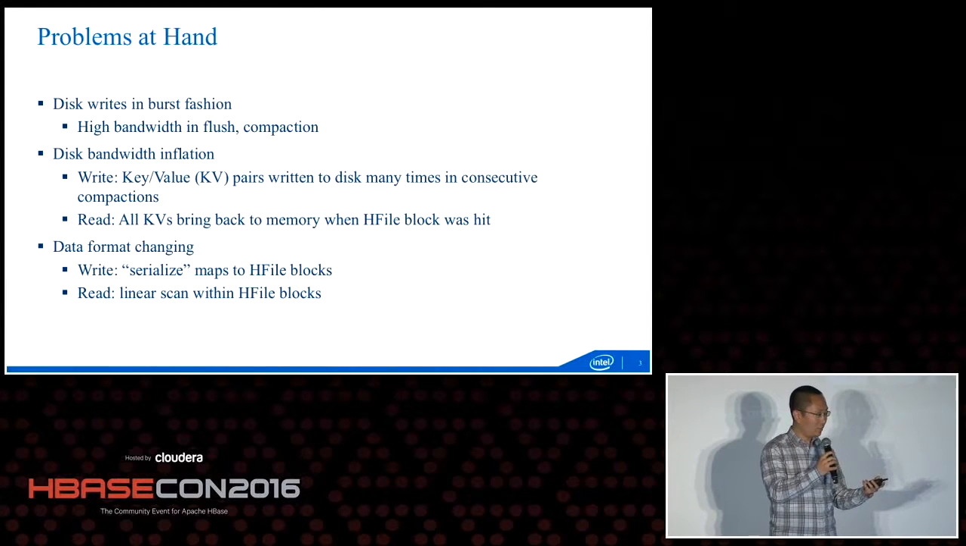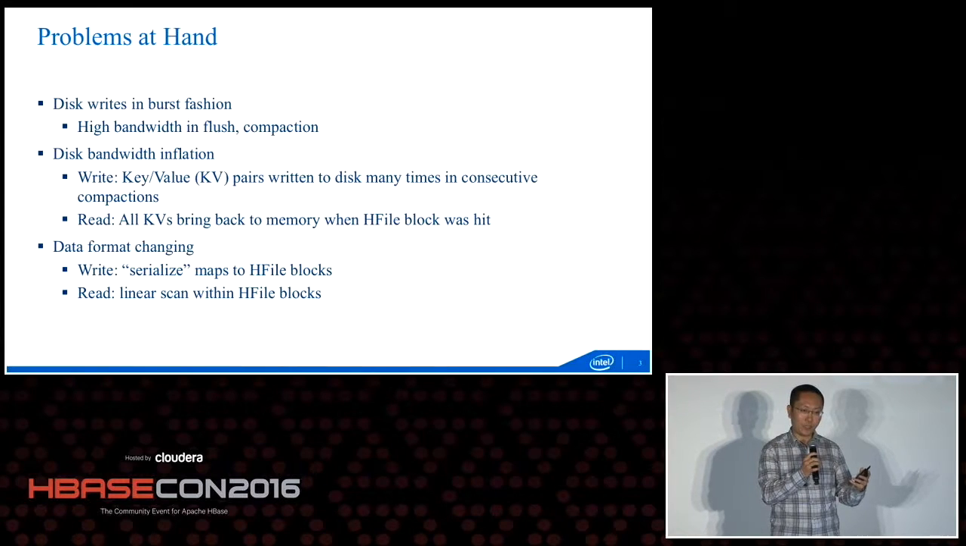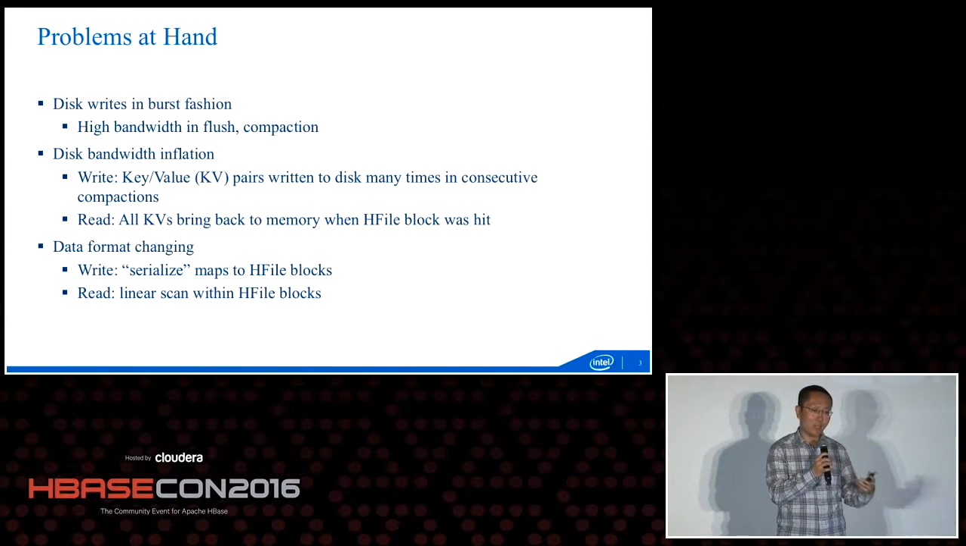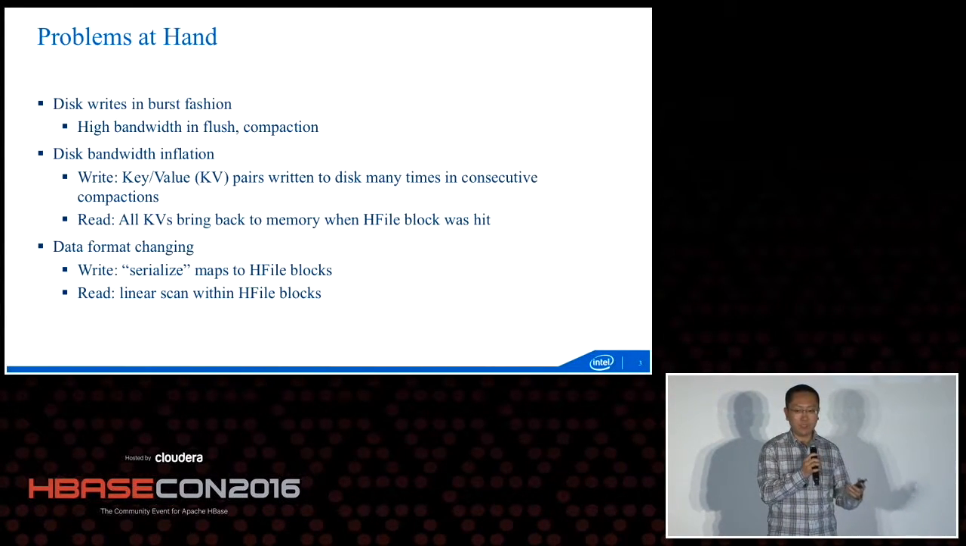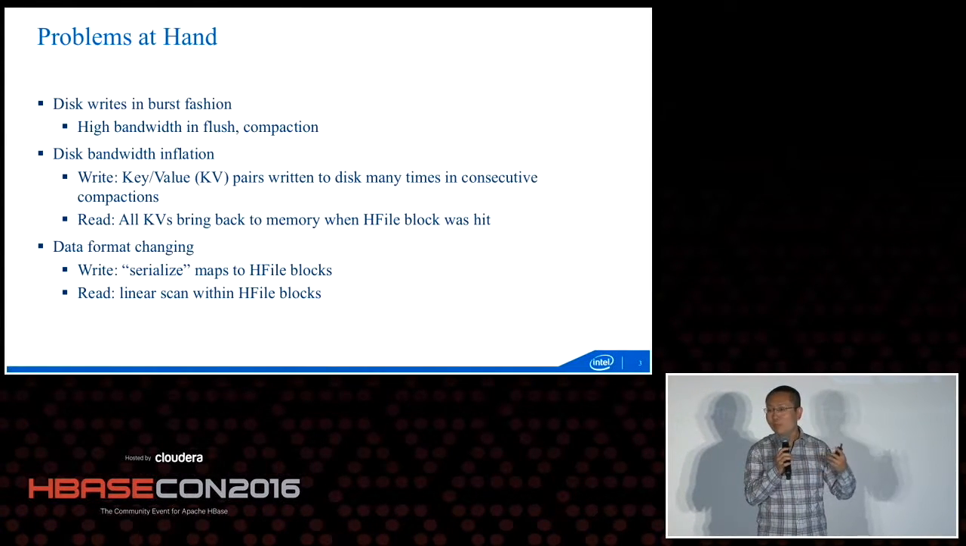The second one is the disk bandwidth inflation. Consider this. I have a key value pair, and I put it into HBase. How many times does that key value pair need to be written to disk and brought back to memory? There will be many, many times.